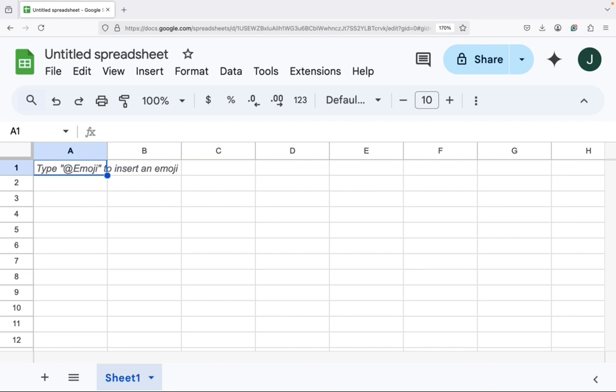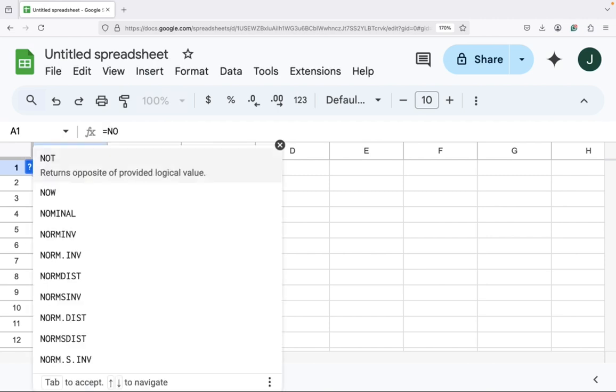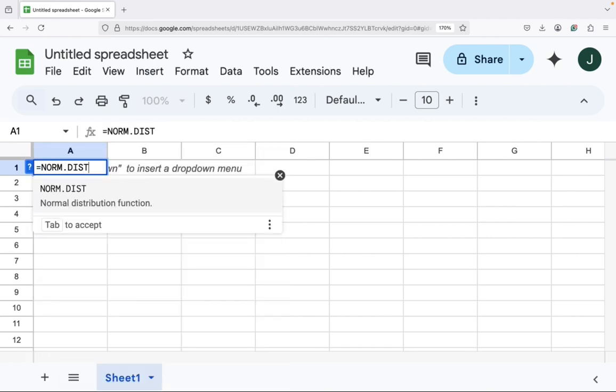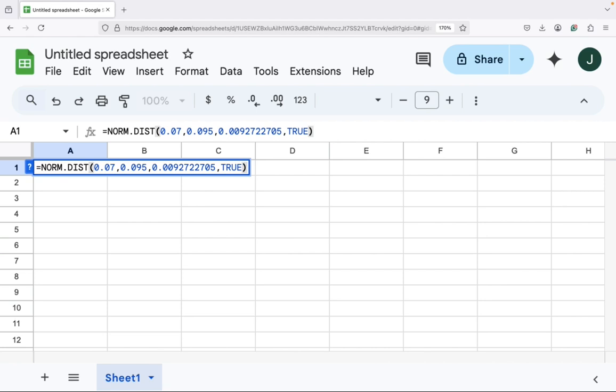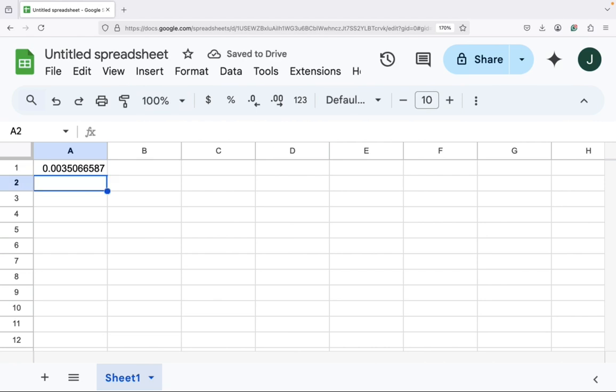On an empty cell, you would type in equal norm.dist, open a parenthesis, enter the p-value, the mean, and the standard deviation. Then go ahead and type in true, close the parentheses, press enter, and there you have it. This is going to be your p-value.